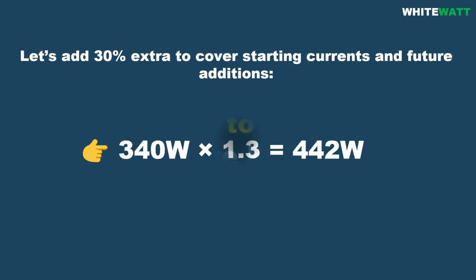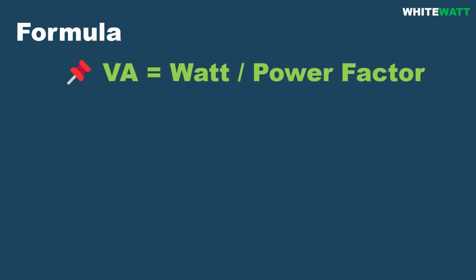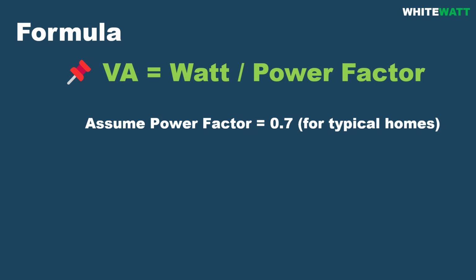Convert watts to VA. Inverters are rated in VA, volt ampere. Now use this formula: VA is equal to watt divided by power factor. Let's assume power factor is 0.7, common for homes. So for the values in the formula, VA is equal to 442 divided by 0.7. So the answer becomes 631 volt ampere.